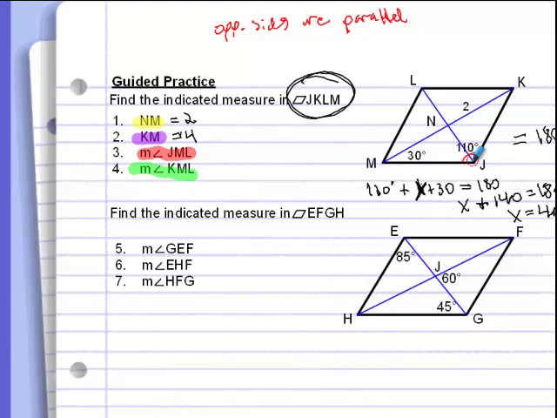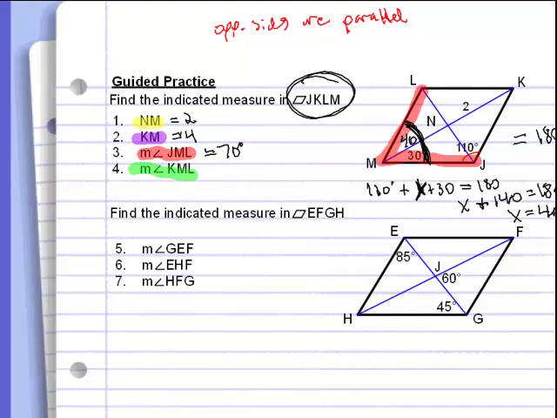Angle JML is right here. Well, I can see that JML is made up of these two angles. This one's 30, and I just solved this one to be 40. So that means that JML is 30 plus 40, or 70 degrees.